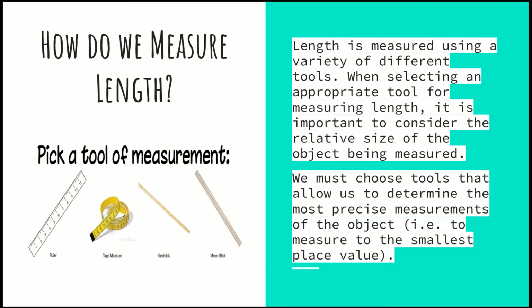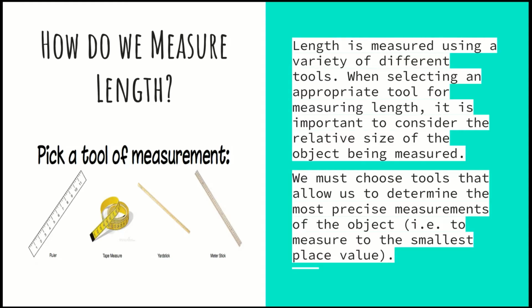And so we choose tools that allow us to determine the most precise measurements of the object. And when I say precise, I mean precise and appropriate, okay? And so to measure the smallest place value is what we mean by being precise and appropriate. So if you're measuring something small, you'll probably measure it in inches and centimeters. If you're measuring something long, like your body's height, you're going to measure it in feet and inches, okay? And that is most appropriate because of the size of the object that you are measuring.